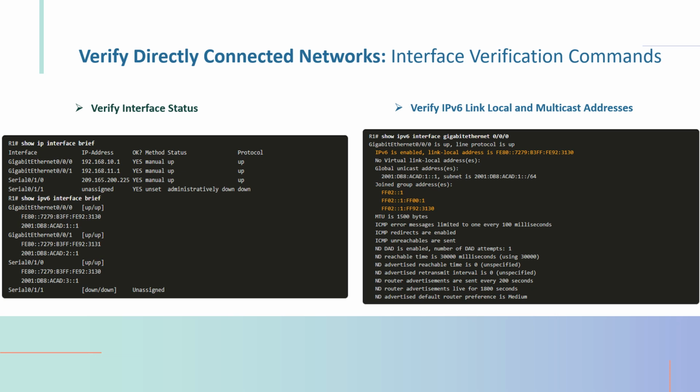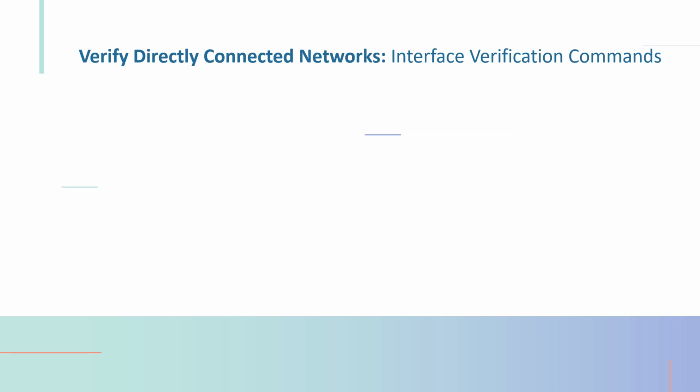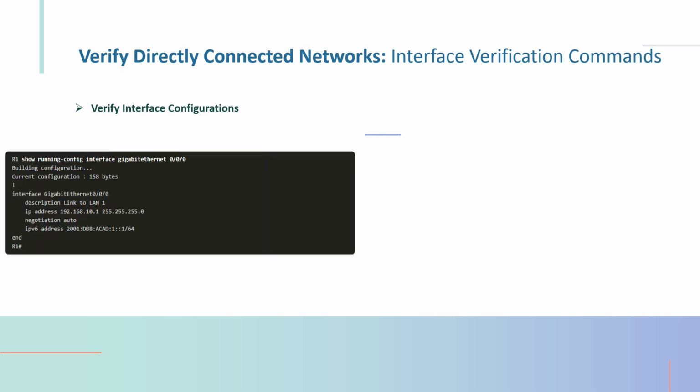In case you need to verify interface configuration, you need to use the show running config interface followed by the interface itself that you need to check. And here you will be able to display the current commands applied to the specified interface as it is shown here.